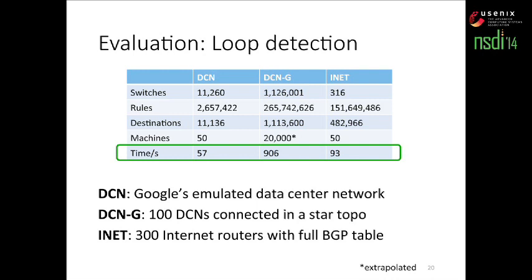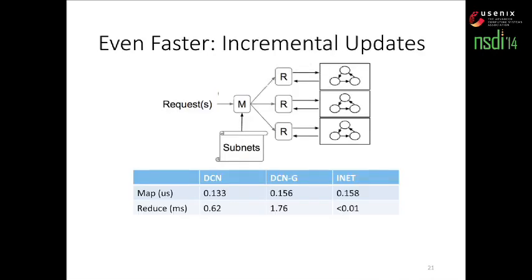The point here is that with tens of thousands of switches and millions to hundreds of millions of rules, with the power of MapReduce and parallelism, we can finish the loop detection in the order of just minutes. Of course, we can do even faster than just minutes by applying incremental updates.